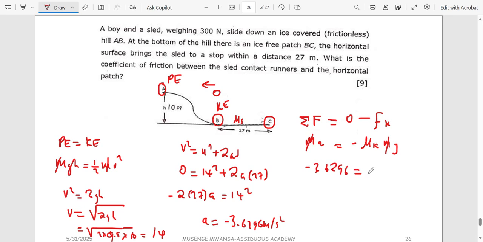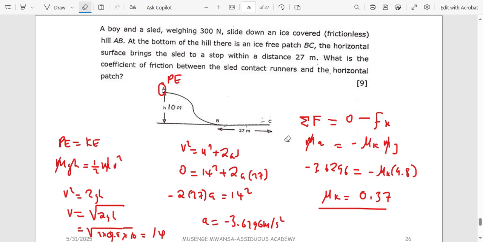The acceleration we just found, negative 3.6296, should be equal to negative mu k times g, which is 9.8. So to remain with mu k, divide both sides by 9.8, and the negative will cancel. So that will give us 0.37. So this is how you do it when you are using conservation of energy. How about for the same question if you wanted to use the work power and energy method?